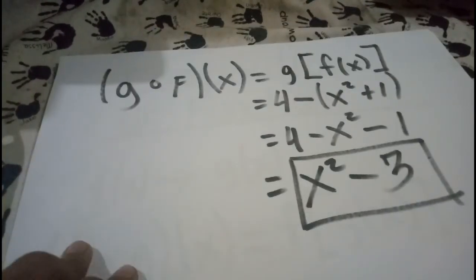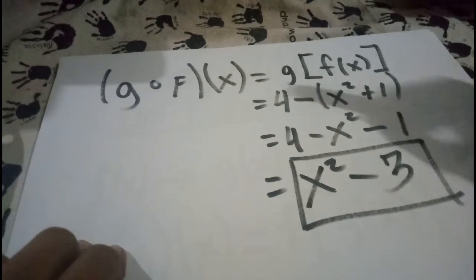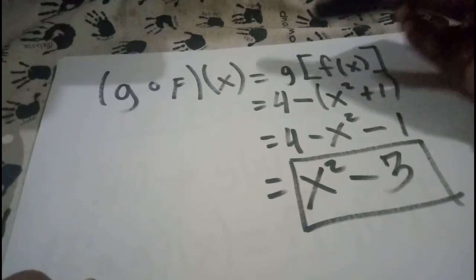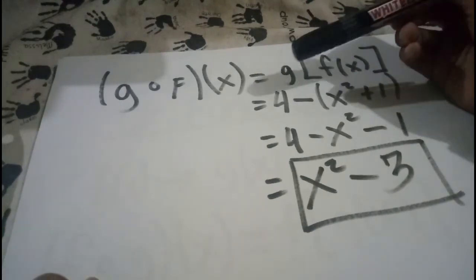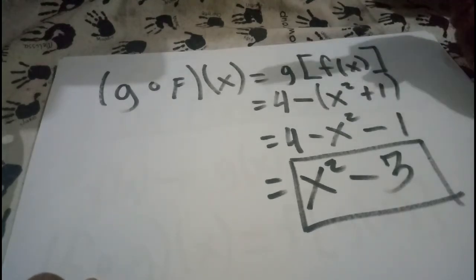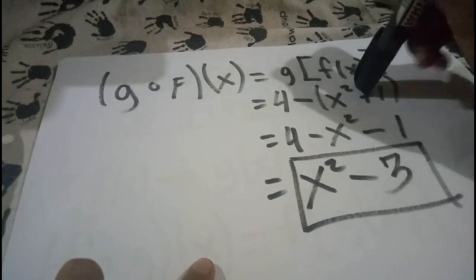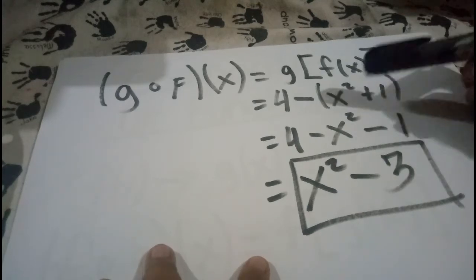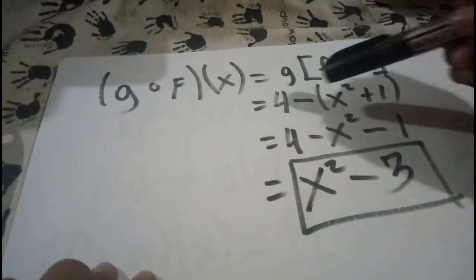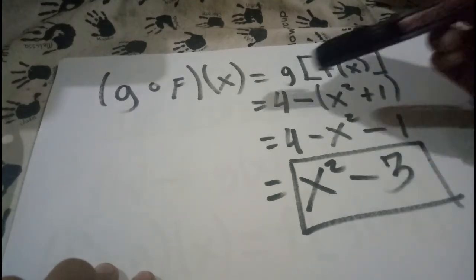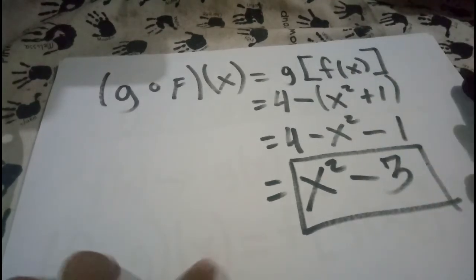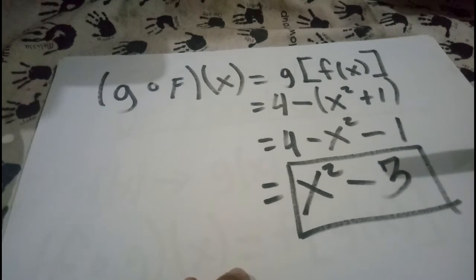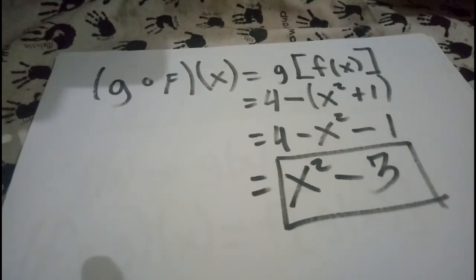In the second example, we have g of f of x. In this notation, we distributed f of x to g. And I put the example of g of x is 4 minus x, right? But the x, I substituted it with x squared plus 1, the f of x. Then it became like this. When I distributed it, it became 4 minus x squared minus 1. And when I arrange it into descending power, x squared minus 3 is the result. And it's the final answer.